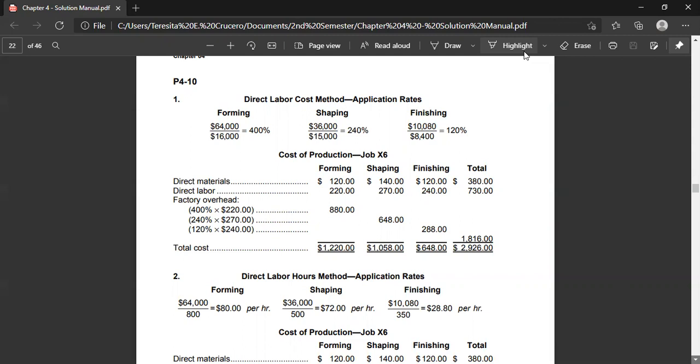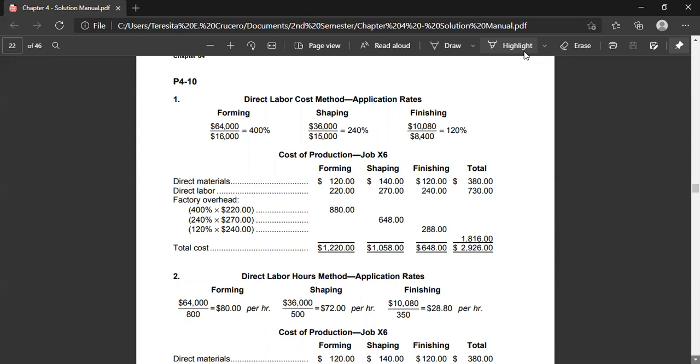Assume that the factory overhead is applied to production orders based on the following. Number one, direct labor cost, and number two, direct labor hours. Hint: you must first determine overhead rates for each department, rounding rates to the nearest cent. So for number one, direct labor cost is the application rate.